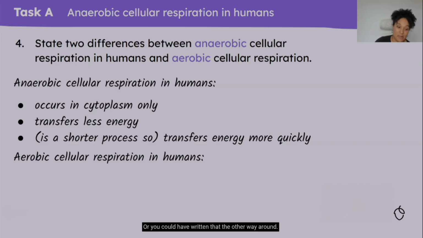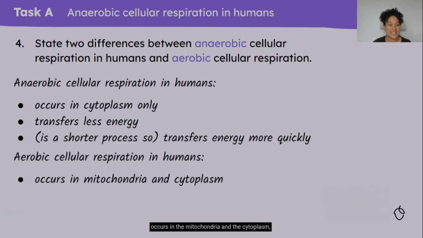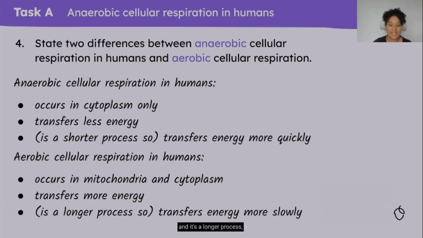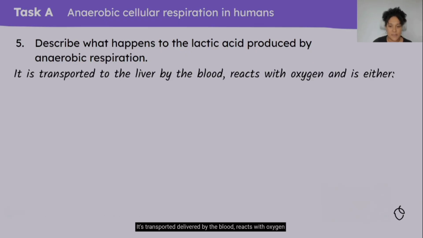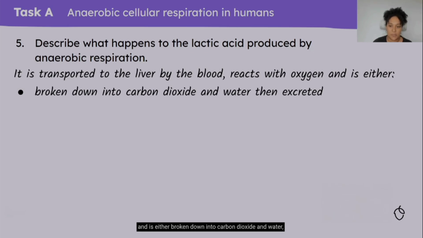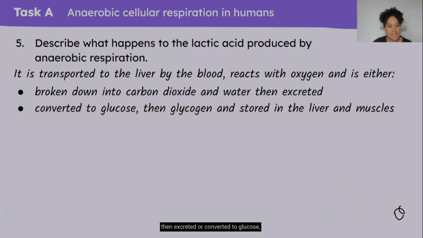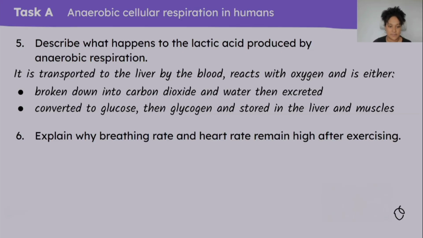Aerobic cellular respiration in humans occurs in the mitochondria and the cytoplasm, transfers more energy, and it's a longer process, so it transfers energy more slowly. Number 5, describe what happens to the lactic acid produced by anaerobic respiration. It's transported to the liver by the blood, reacts with oxygen, and is either broken down into carbon dioxide and water, then excreted, or converted to glucose and then glycogen and stored in the liver and muscles.